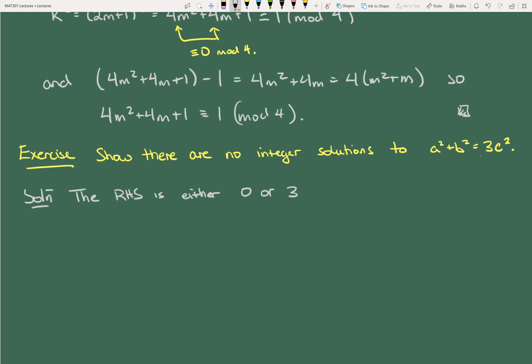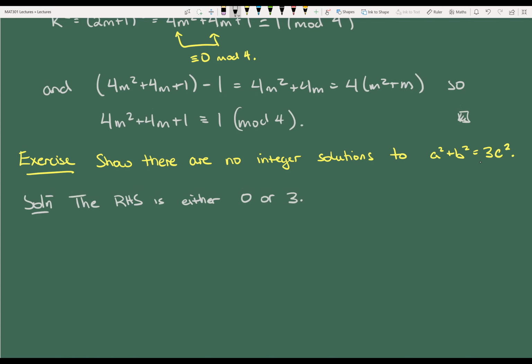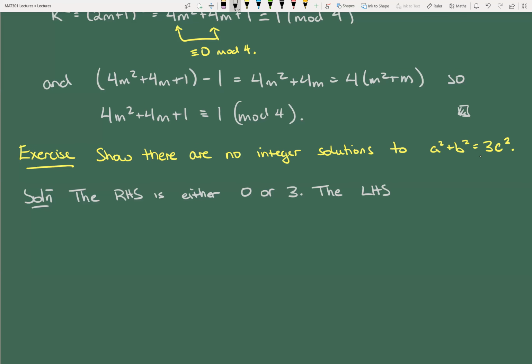Now the left-hand side is the sum of two things, which are both either 0 or 1. So the question is, is there any way for the left-hand side to be 3? It's not possible. The left-hand side can't be 3. It's either 0, 1, or 2, which means 3 is not possible. So both sides have to be 0.